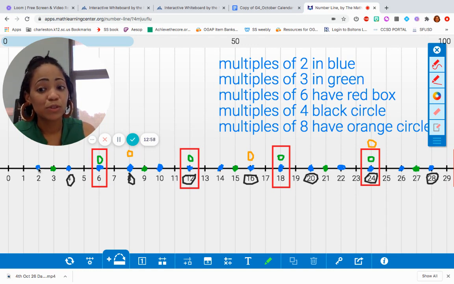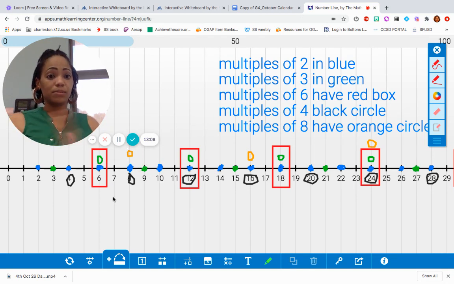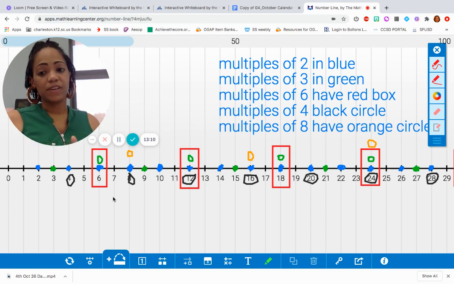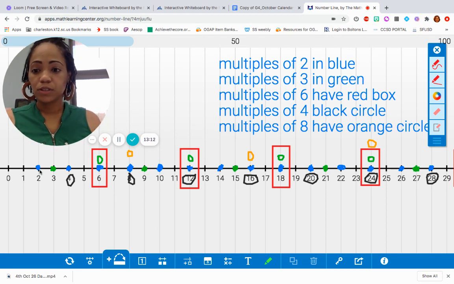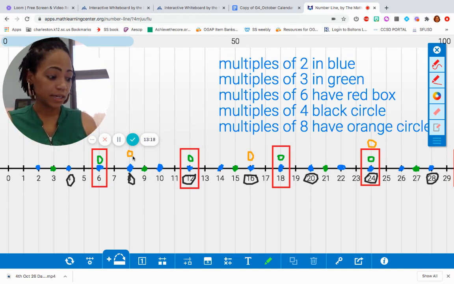So 2 is a multiple of 2, but it's not also going to be a multiple of 4 because 2 is smaller than 4. So every couple of 2s, then you'll see a multiple of 4, and then every couple more 2s you'll see multiples of 8. So here's a multiple of 2, and then we get to 8, and then we have a multiple of 8. You have to count by 2 so many times to get there.